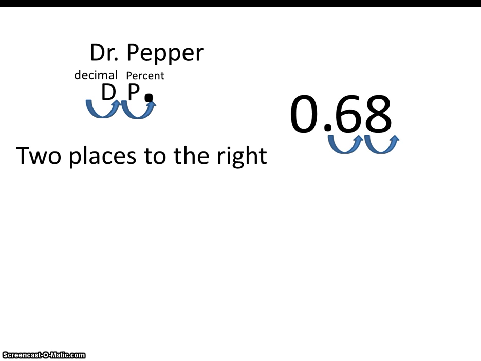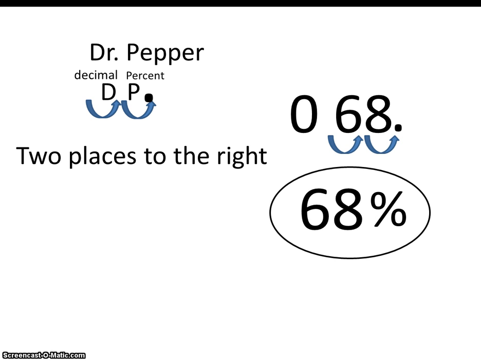Here's an example. We have 68 hundredths. Start at the decimal point and move it over 2 places to the right, following the same pattern as Dr. Pepper. We end up with 68 and add a percent sign. So our answer is 68%.